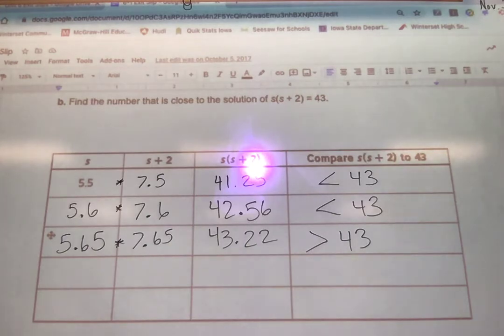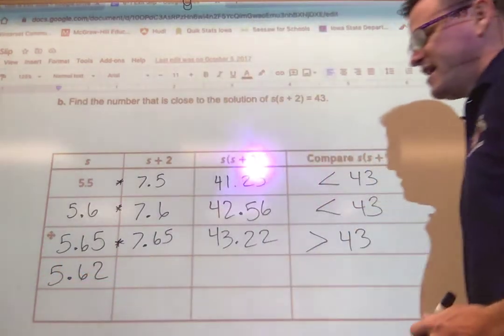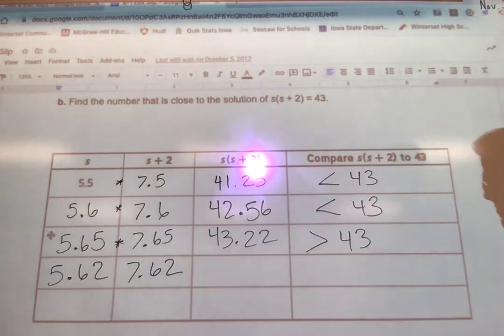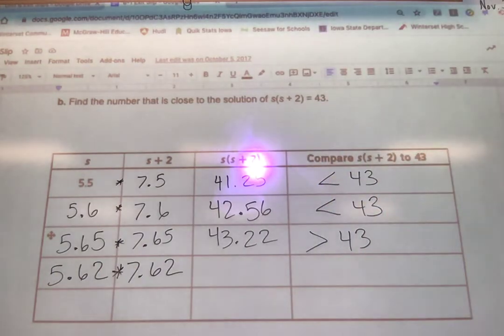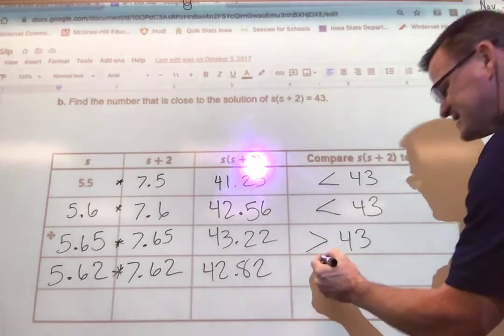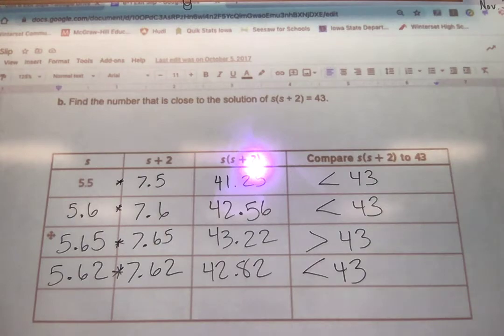So I'm going to go ahead and guess a little bit lower. Let's go 5.62 maybe. So if I add 2 to it, I'll get 7.62. And multiply that times 5.62. Again, you guys will have calculators when you're figuring these out, or can use the calculators on your computer. And if I do that, I'll get 42.82. And again, I am less again. So I know that's too small, so I'm going to have to guess a little bit higher.